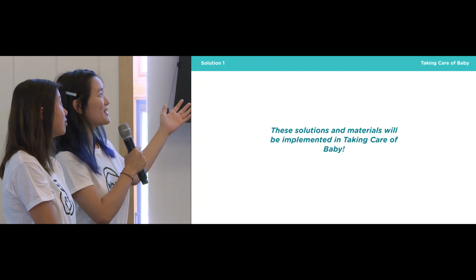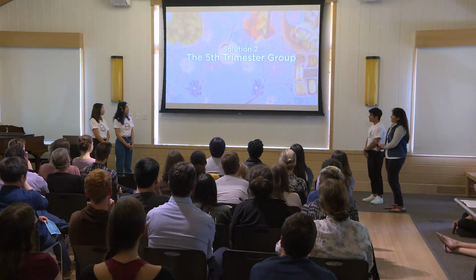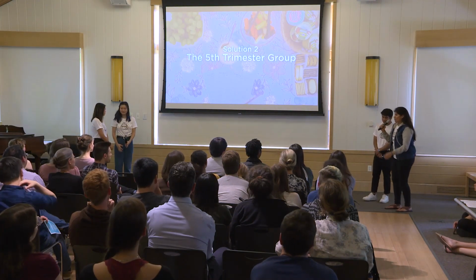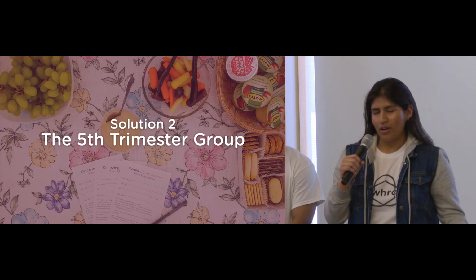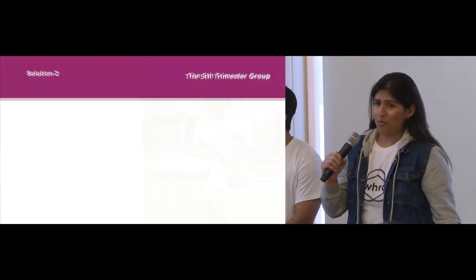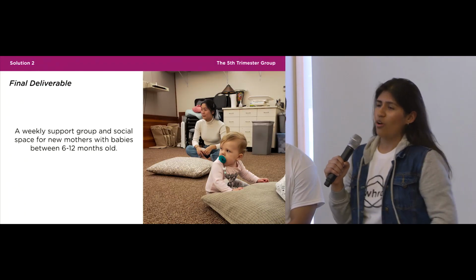And these solutions and materials will be implemented in taking care of baby from now on. So from our research, we also found that moms wanted continued support after their babies outgrew the 4th trimester group. And this brings us to the 5th trimester group, which is a weekly support group and social space for new moms with babies between 6 to 12 months old.